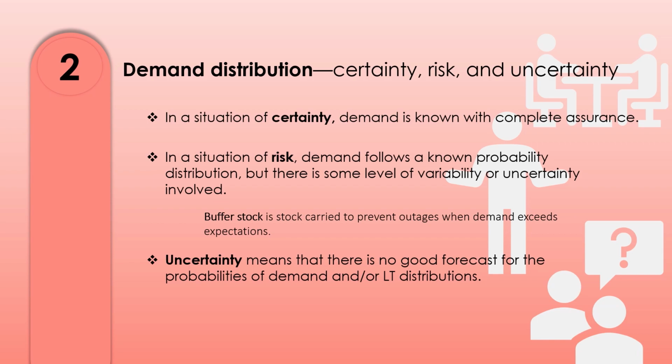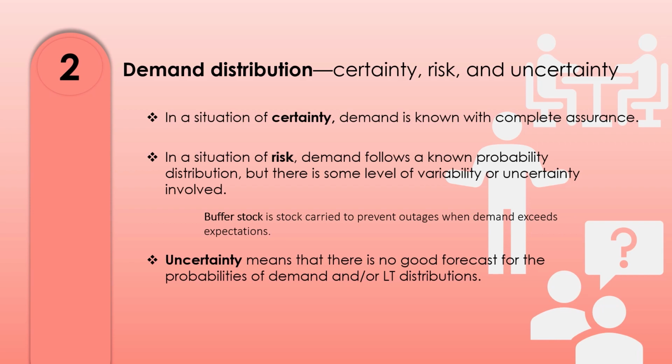Now, in a situation of risk, demand follows a known probability distribution, but there is some level of variability or uncertainty involved. Businesses have probabilistic information about customer orders. Safety stock levels may be used to buffer against variability in demand. As defined, buffer stock is stock carried to prevent outages when demand exceeds expectation. Later on, we will also discuss more about buffer stock.